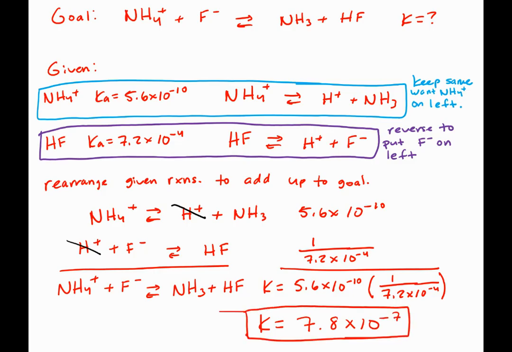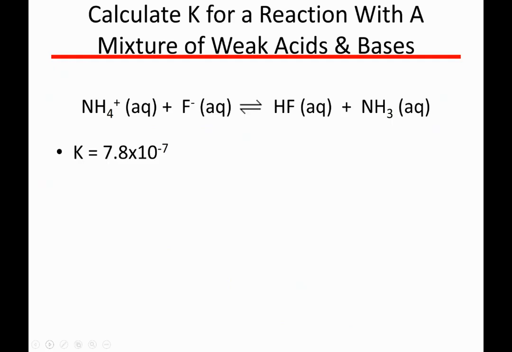There it is. So that's how we're able to find the overall K for any sort of acid-base reaction. It helps to write the actual reactions that the given Kas correspond to, and then think about how they can be manipulated and rearranged to get you the reaction that the problem is asking for. Now, having found that the value of K for this reaction is 7.8 times 10 to the minus 7, it's helpful to think about the significance of this value. This is a very small value of K, indicating that this reaction very heavily favors reactants. It very heavily favors the left-hand side of the equation.